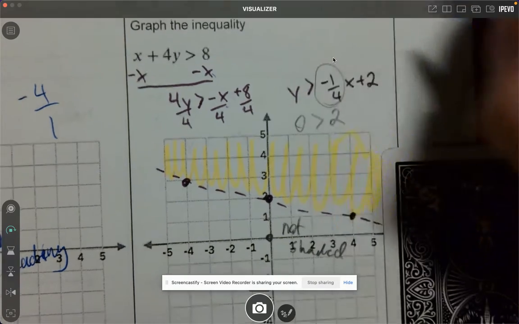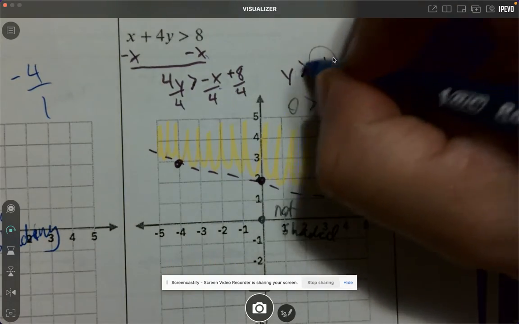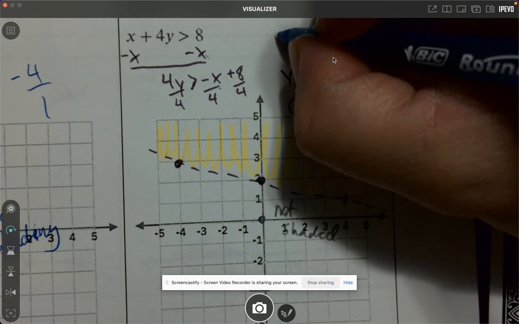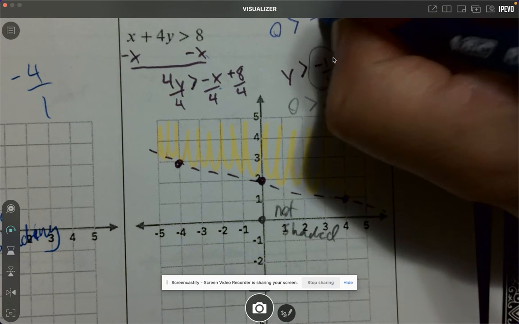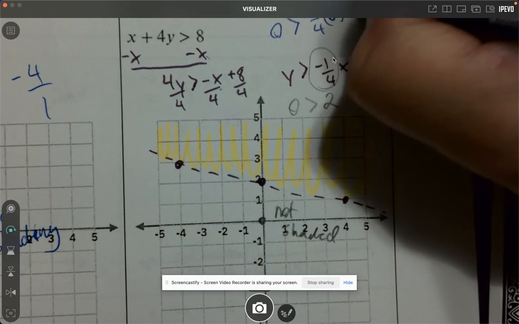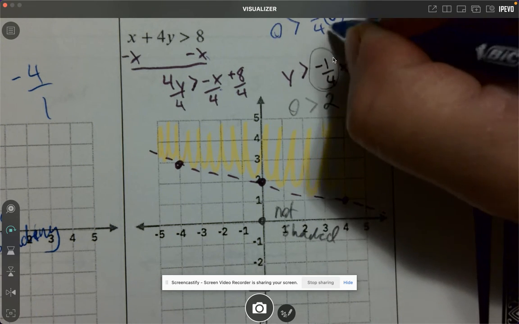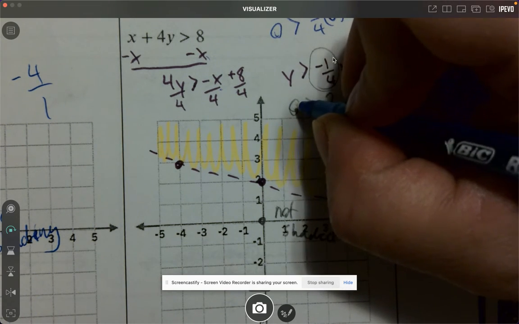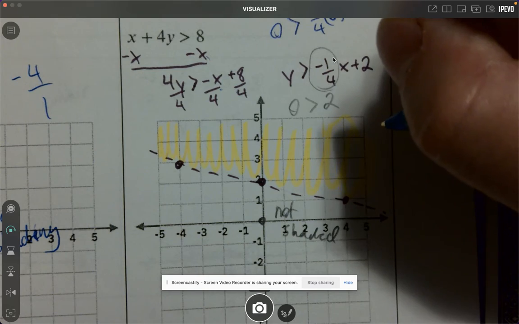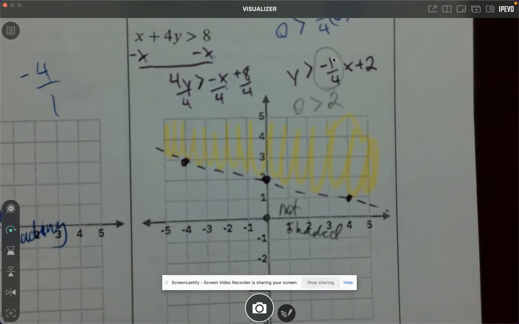And again, just to really hammer it down, it's greater than, so I'm going to shade above it, but if I try 0, 0, 0 is greater than -1/4 times 0 plus 2. -1/4 times 0 is just 0, plus 2 is 2. 0 is not greater than 2. It's less than 2, so you do not shade there.